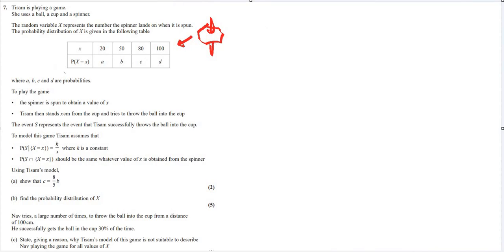Right, the first thing I've got is four unknowns. I need to turn them into something I can actually use. But I do know that if I add all these probabilities together, A plus B plus C plus D, it's got to equal 1. Now the question gives me a conditional probability. It tells me that the probability of S, given that X equals some value, is equal to K over X.